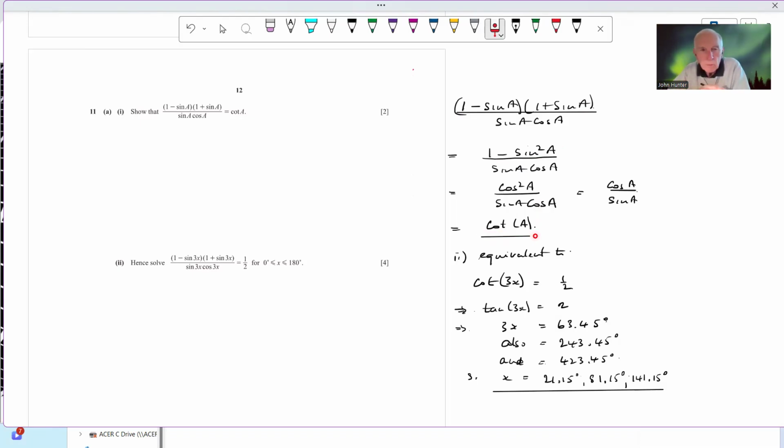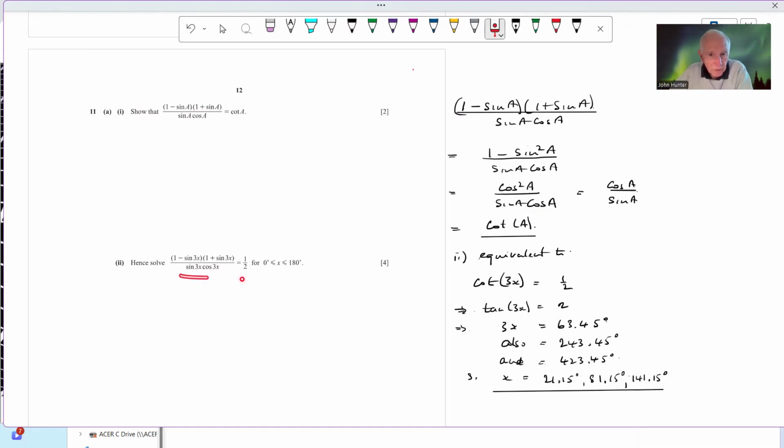When we're dealing with identities, we can divide through by sine and cosine, because this is something which is true for all values, so we're quite entitled to do that. If we are solving an equation, then we have slightly different rules, and we have to consider the zero case, but that's for another time.